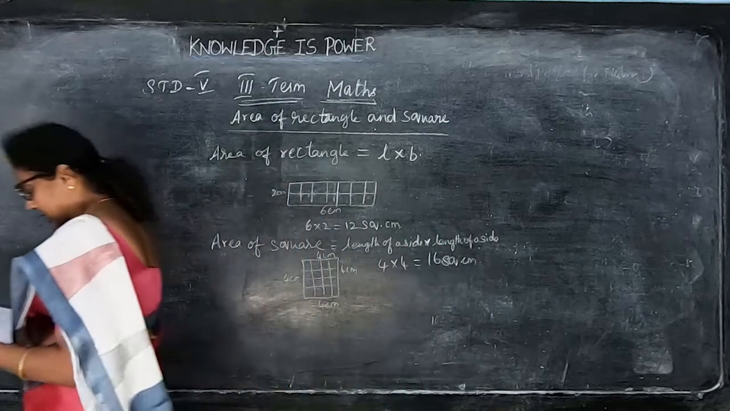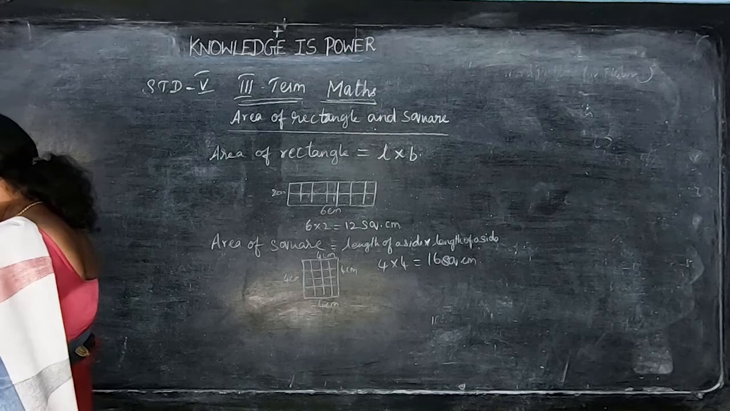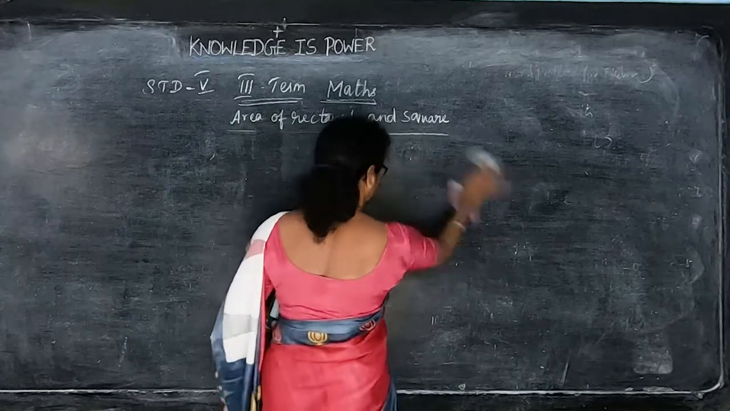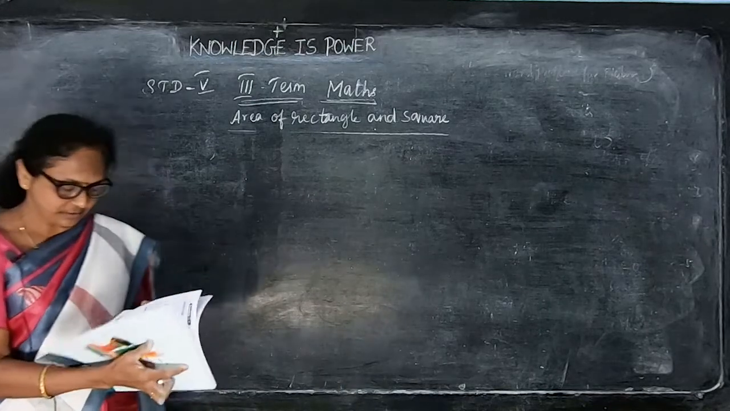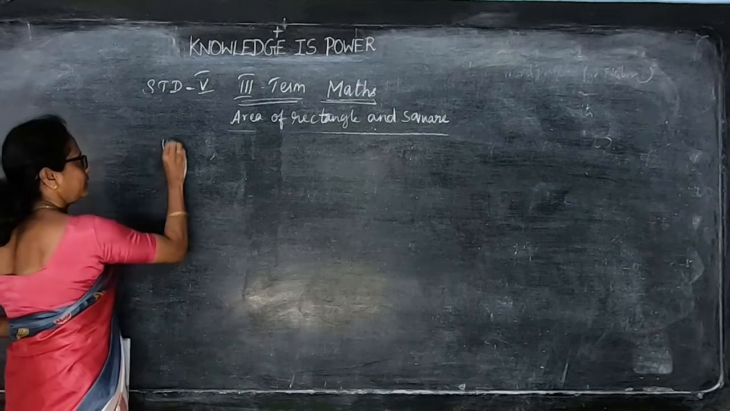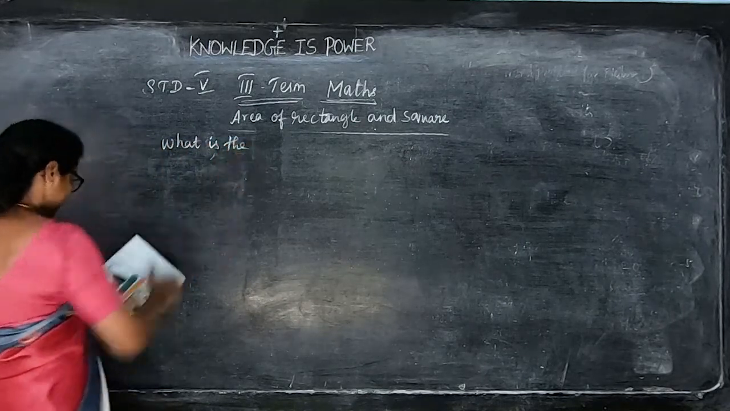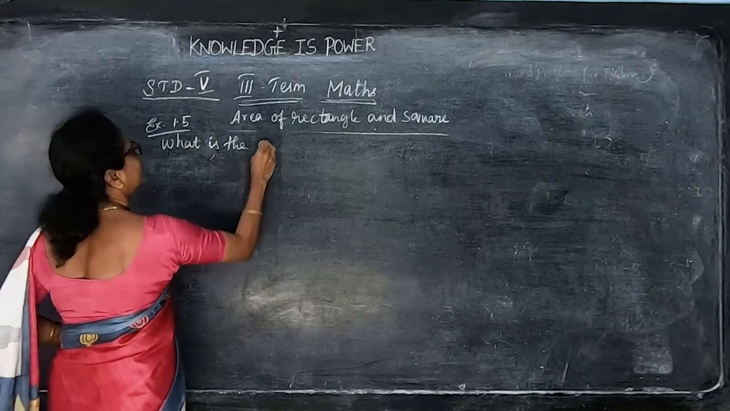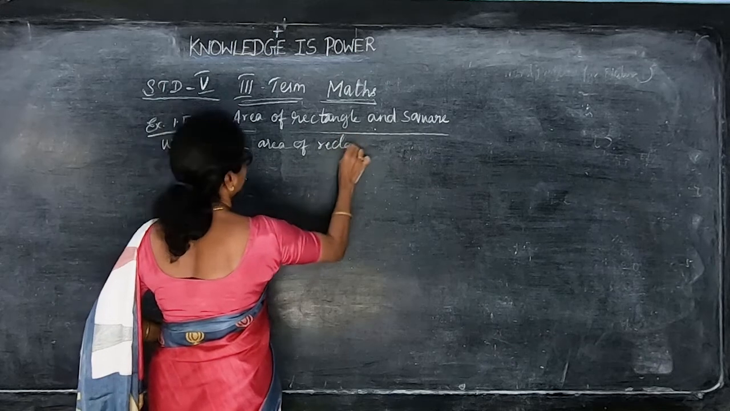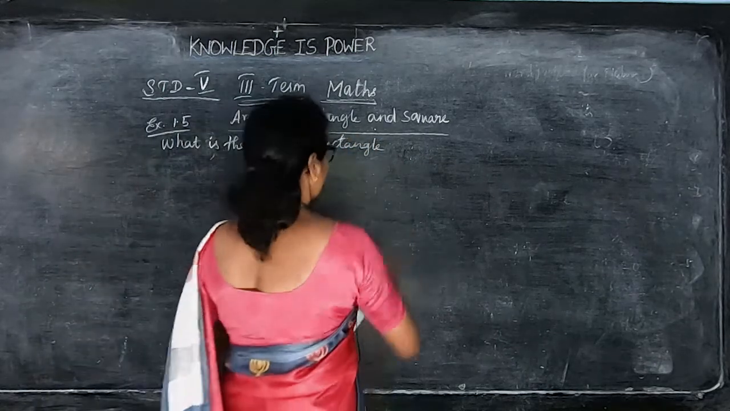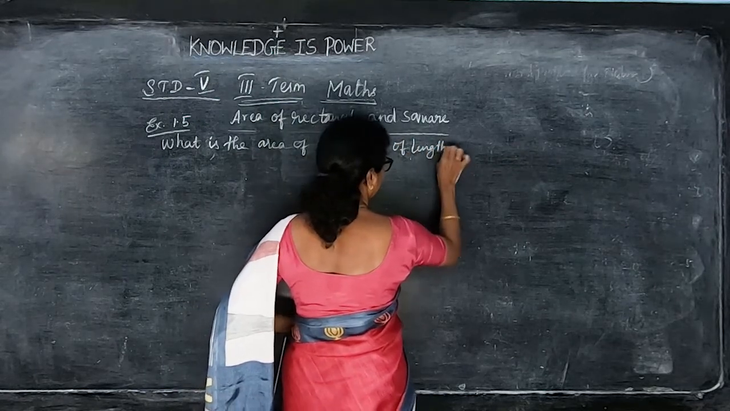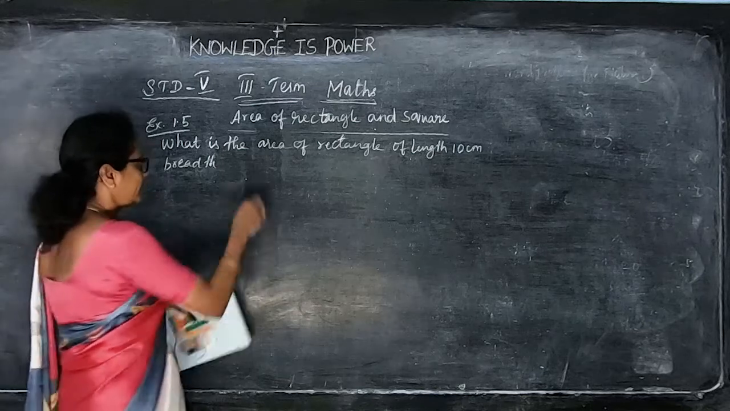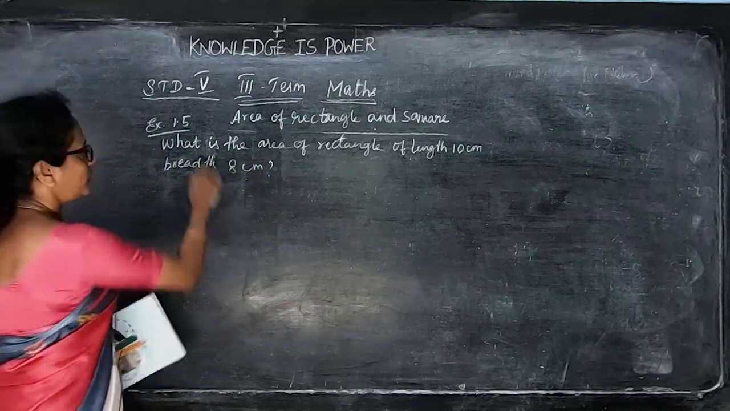That's it. And here are some example sums. Example 1.5. Find the area of a rectangle of length 10 centimeter and breadth 8 centimeter. So what will be the area?